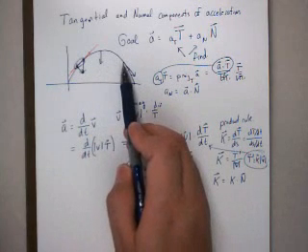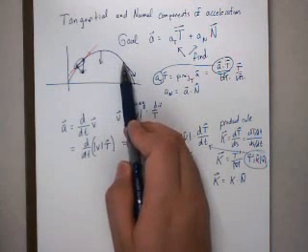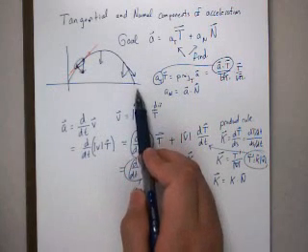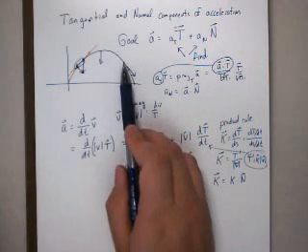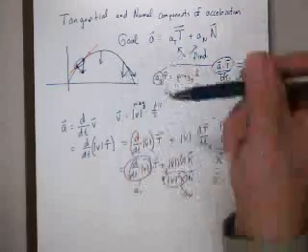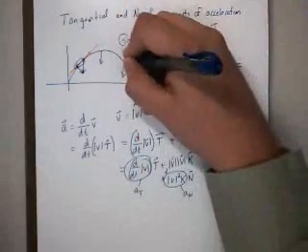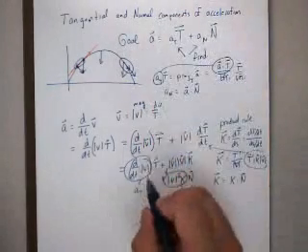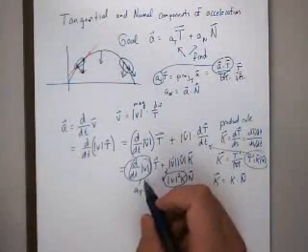Whereas opposed to this point over here, if you're at this spot, then gravity's pulling you down and you're getting faster and faster, which means that your rate of change of speed is positive, which means that the component of the acceleration in the tangential direction should be positive, which is precisely what happens.